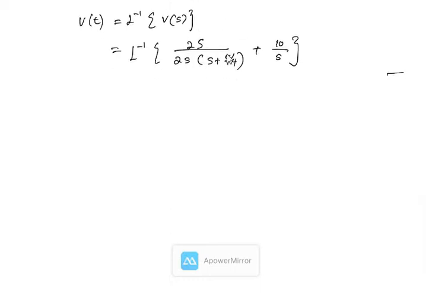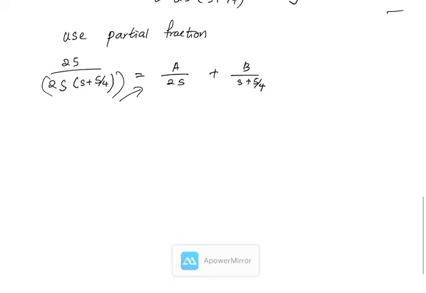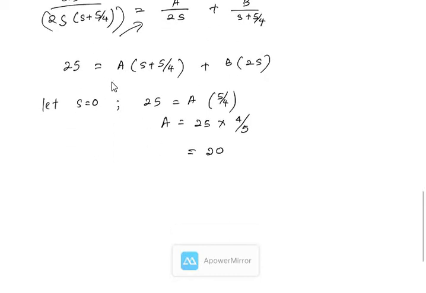This part we can solve using partial fractions. It is equal to A over 2S plus B over S plus 5 over 4. So we bring this to the right hand side, and we have 25 equal to A times S plus 5 over 4, where we cancel out the 2S, plus B times 2S, where we cancel out the S plus 5 over 4. We assume S equal to 0 and we get 25 equals A times 5 over 4. Then A is equal to 25 times 4 over 5, which is equivalent to 20. So A is equal to 20.